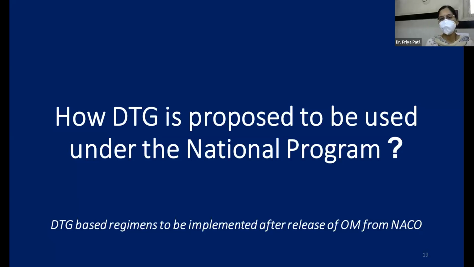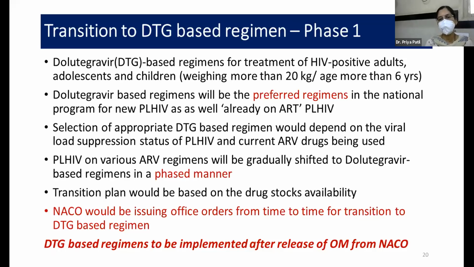So the transition to DTG based regimen, phase 1. Now this transition is going to happen only after the official release of the OM. Just now we'll be discussing the plan. So DTG based regimens for treatment of HIV positive adults, adolescents and children weighing more than 20 kg or age more than 6 years. So that is the plan.